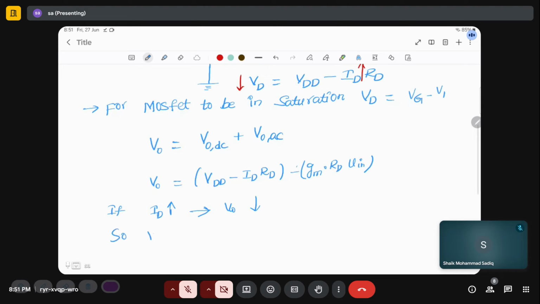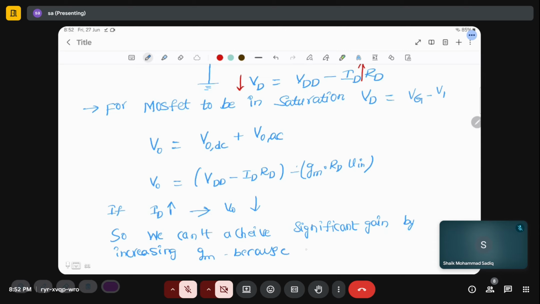So we can't achieve significant gain by increasing gm because of swing limits.